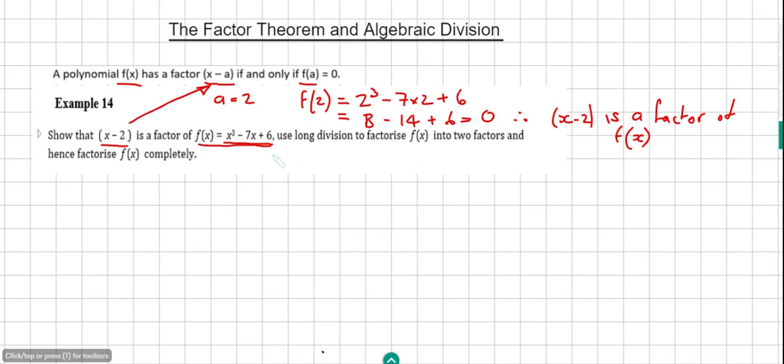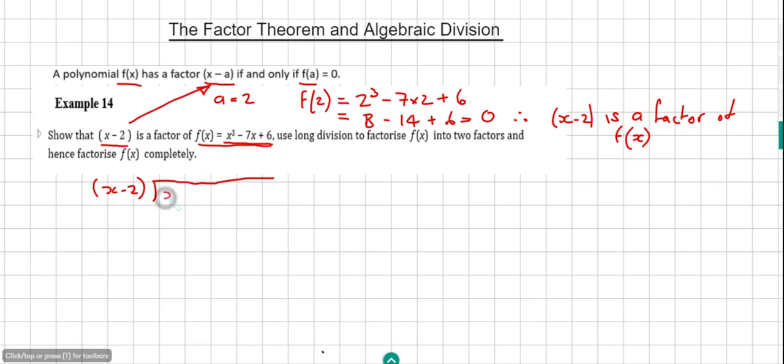So the next thing that I'm going to try and do is use long division to factorize f of x into 2 factors. We do know from the factor theorem that one of our factors is x minus 2. What that means is we're going to divide this polynomial f of x by x minus 2. So we're just going to set it up like we would do a standard long division question, like what we're used to when we've done it with numbers.